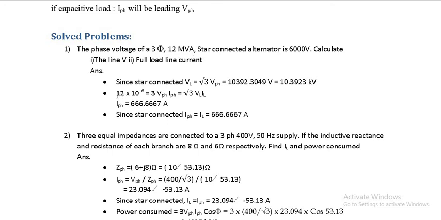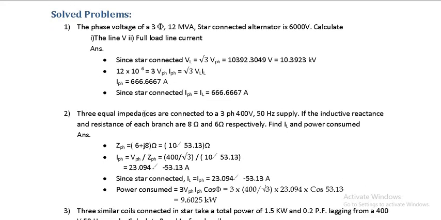So you can see over here 12 into 10 to the power 6 is equal to thrice of VPH IPH, that is equal to root 3 VL IL. This way you can find out what is IPH. Since it is star connected, IPH will be equal to IL. That is it. So that was the first problem.